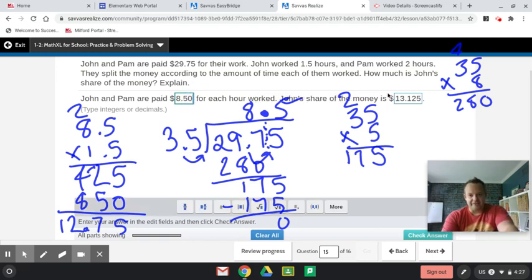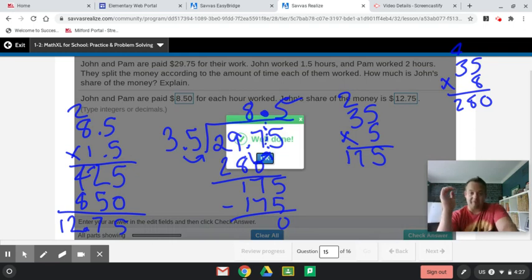$8.50, and then you go $8.50 times 1.5 hours, and I got $12.75. He made, here we go, $12.75. Okay, let's. Oh, thank goodness, right, guys? Right.